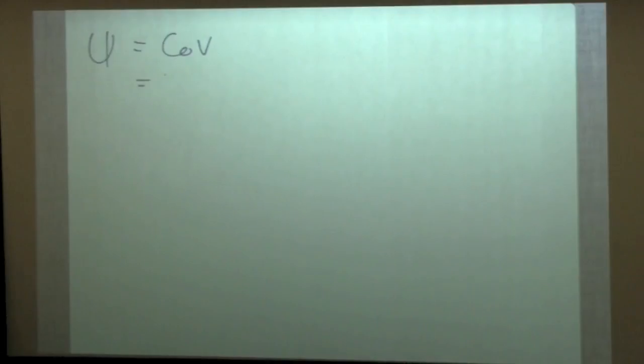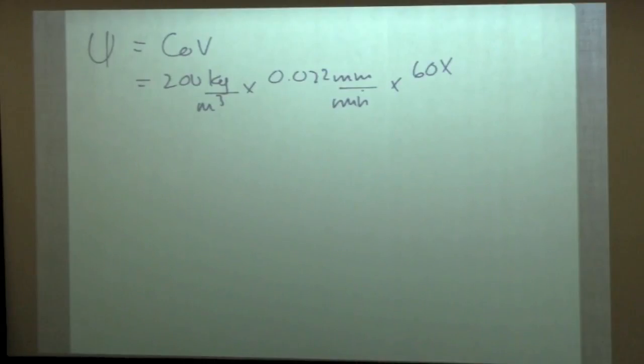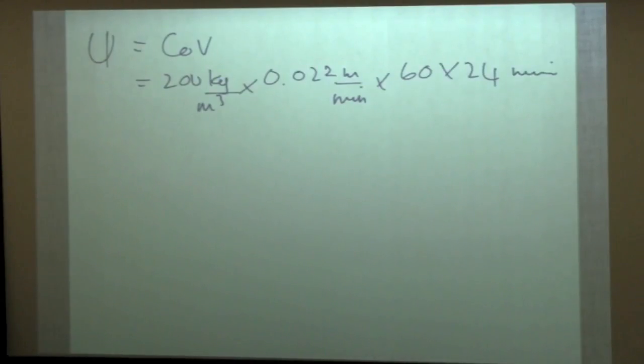Psi is C0 times V, which is 200 kilograms per meter cubed of feed, multiplied by 0.022 meters per minute. Yeah, it was 22 millimeters per minute, so that's 0.022 meters per minute, times 60 times 24, giving meters per day. And then that is 6,000 kilograms per meter squared per day.